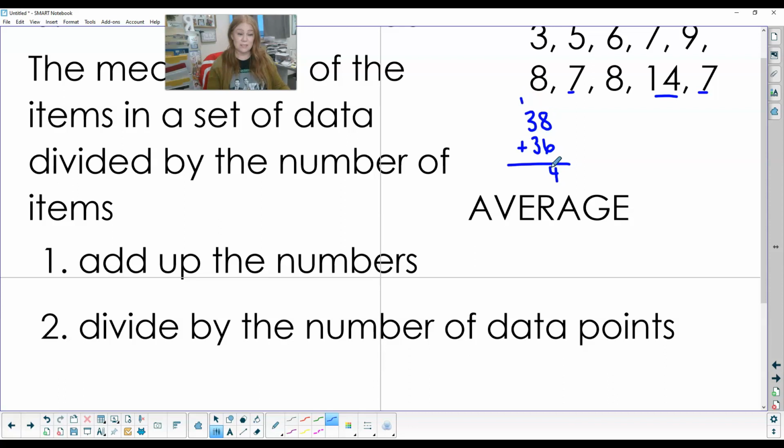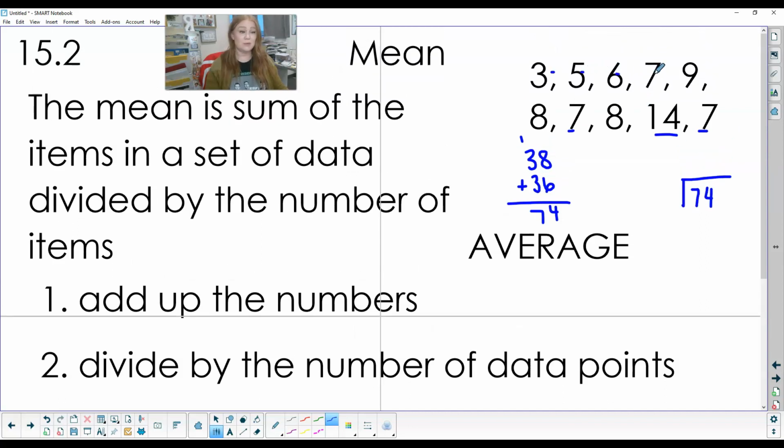So here we have 36 and 38, and a total of 74, a sum of 74, and we have 1, 2, 3, 4, 5, 6, 7, 8, 9, 10 items. So we're dividing by 10. 10 can't go into 7, but it goes into 74 7 times, with 4 left over. I'm going to add that decimal place, and it goes into 40 4 times. So my average, or my mean, is 7.4. That's a good middle indication of all of those numbers.